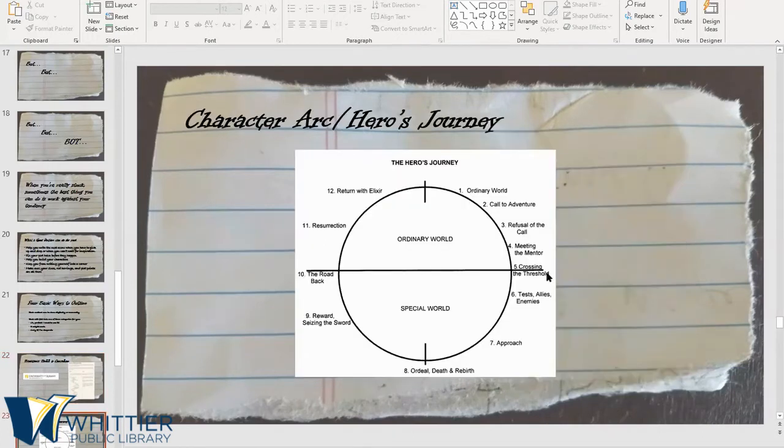Now, this is one that tends to confuse people because it's a little weird. It's based on the work of Joseph Campbell. It's called The Character Arc or Hero's Journey. Now, these particular stops on the hero's journey, the ordinary world, call to adventure, refusal of the call, yada, yada, those are different things that are going to happen. Return with the elixir, resurrection. Those are different stops that may or may not happen in your story.